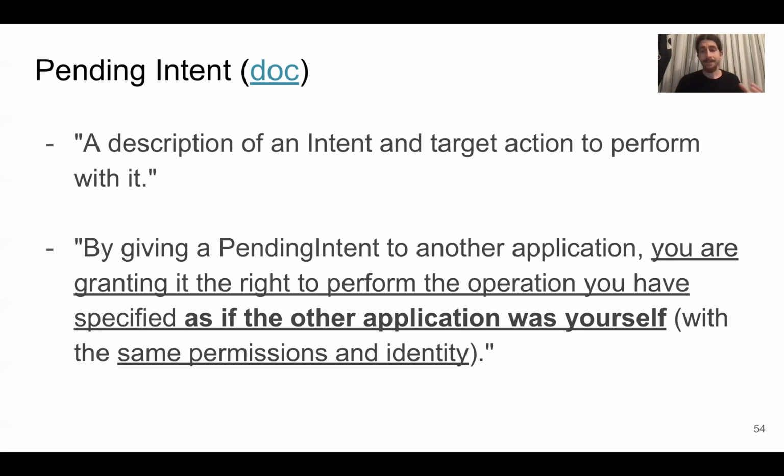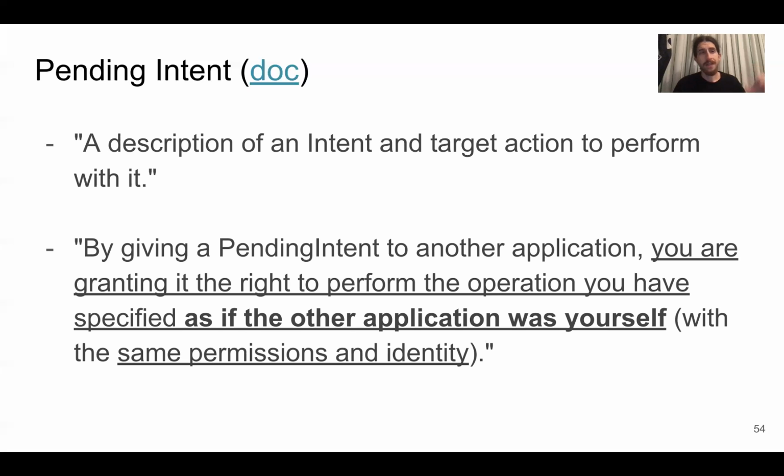A pending intent: basically, if I have application A, and application A creates a pending intent the way we described it, and now this application A sends this pending intent to application B. Application B, now that it has this pending intent, basically has the right to perform the operation that I specified within the intent, as if it were application A. So let's say that application A creates a pending intent, which wraps an intent that is an explicit intent for activity 2.